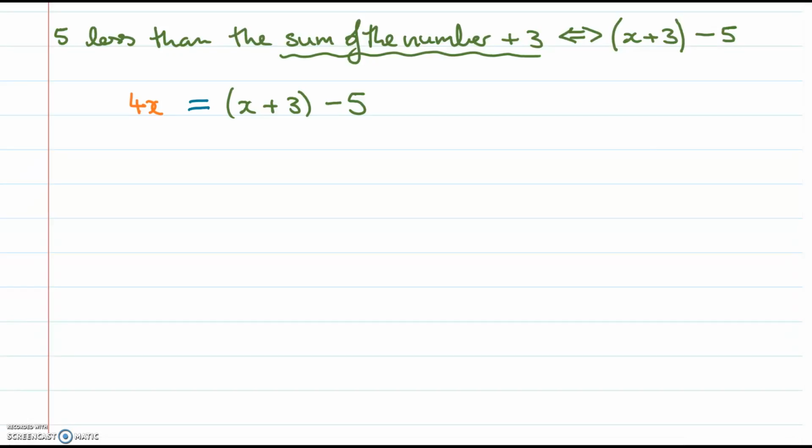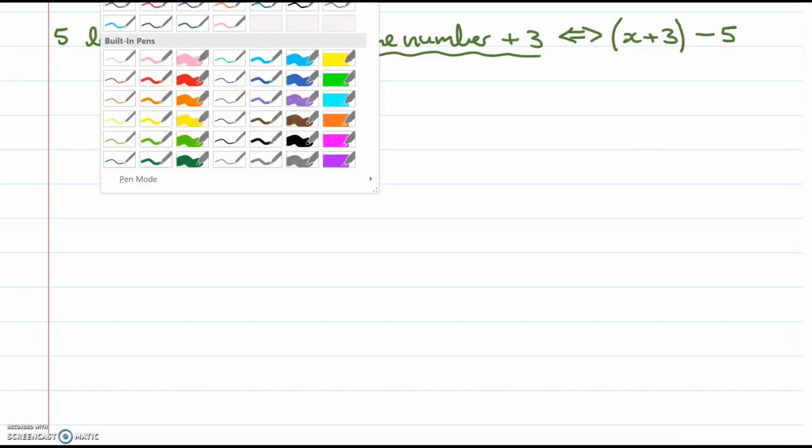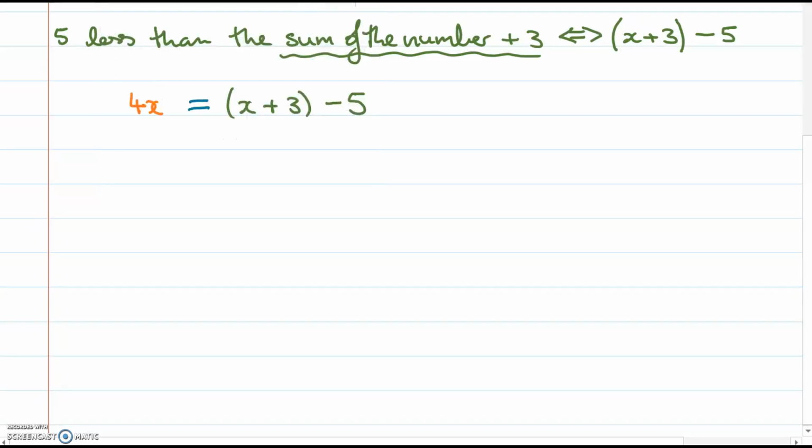Okay, from here on in, we're into the solving phase. So it's a little bit easier. The first thing, we've got parentheses, so we like to get rid of parentheses. There's nothing in front of these parentheses, so we just take them off. So it's going to be 4x is equal to x plus 3 minus 5.